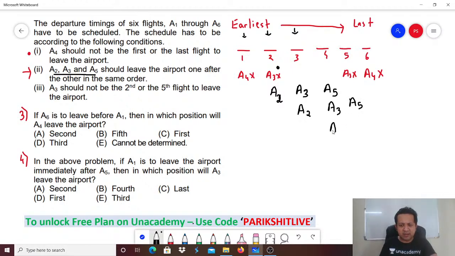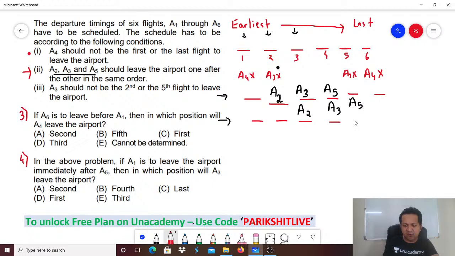Is this possible? A2, A3, A5 at the last positions. This is not possible. Why? Because in the last alternative, A3 is coming at position 5. But at position 5, A3 is not allowed. So the last alternative is not possible. So there are two alternatives, either the first one or the second one. So let's mark the places: first, second, third, fourth, fifth and sixth, for each of these ways.